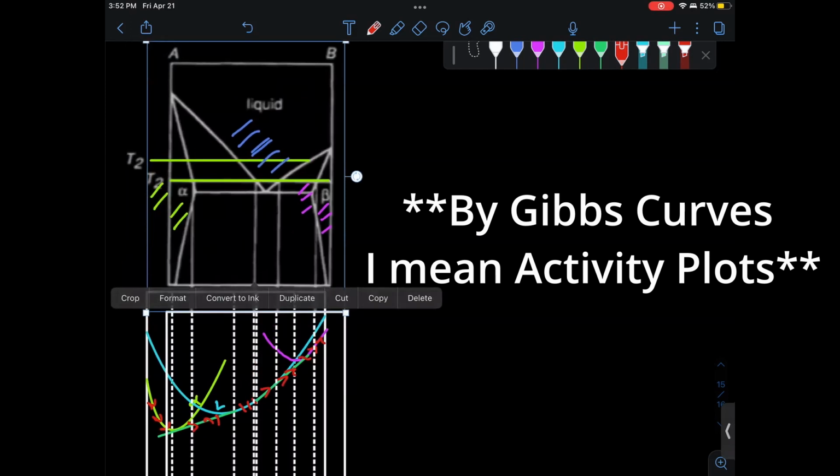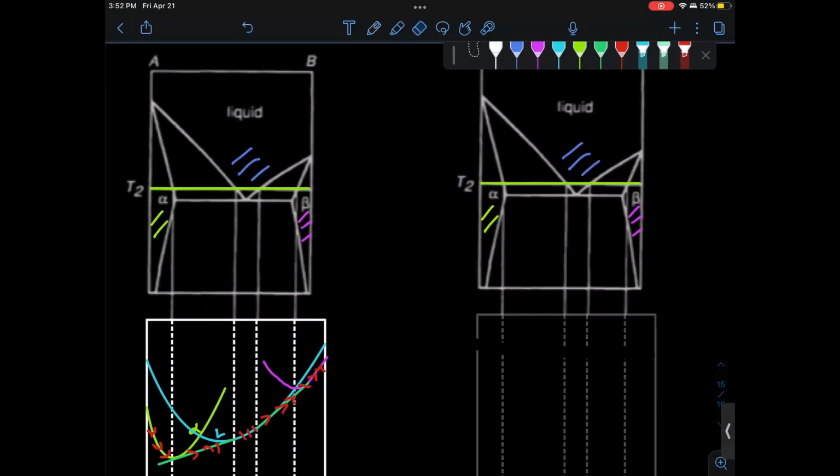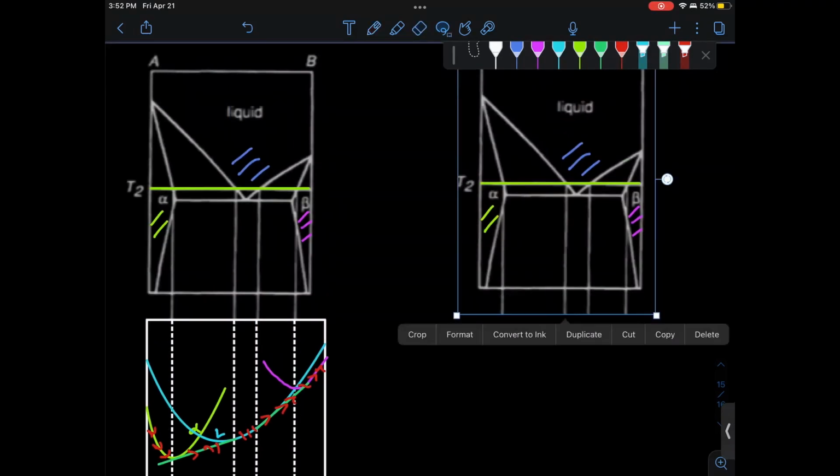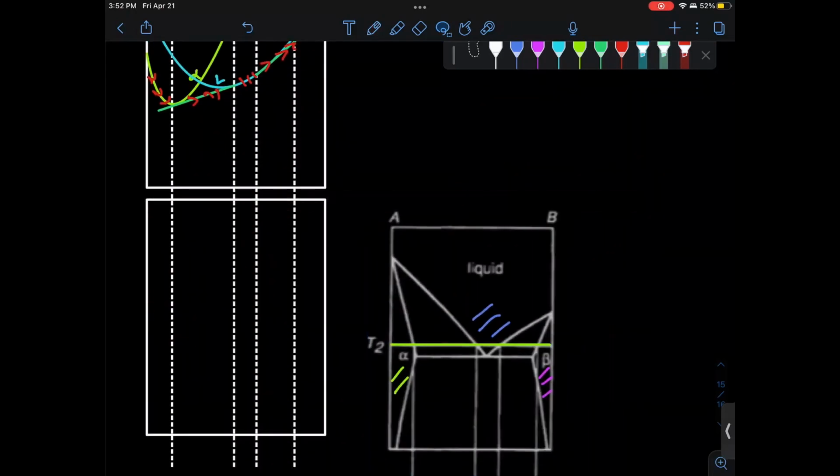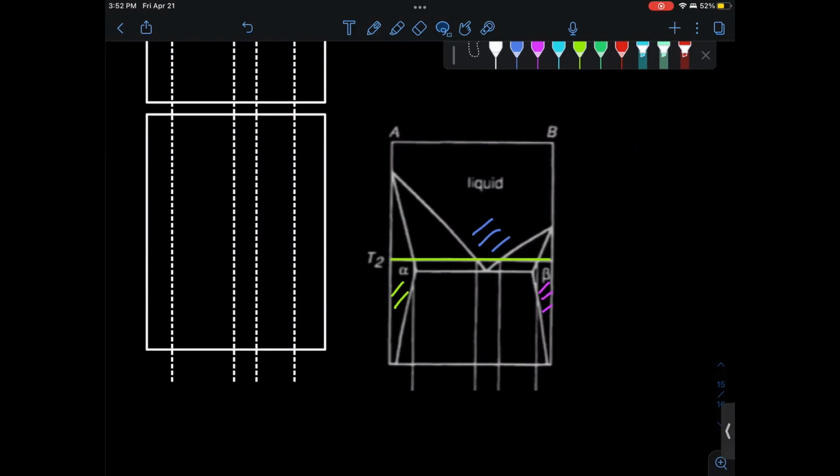I'm going to grab this. I'm going to delete the boxes and the lines. All right. This is going to be interesting. So I'm going to start with all alpha up here. And alpha is green. I start with all alpha up here. And I start with all beta up here. We're going to draw Gibbs free energy curves for alpha and beta.